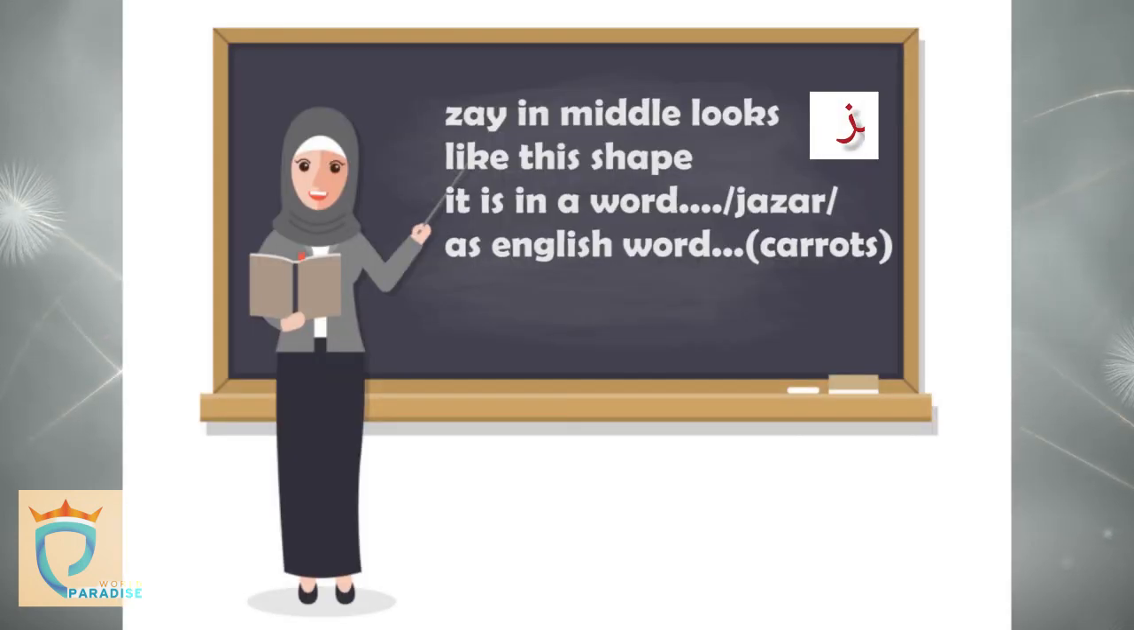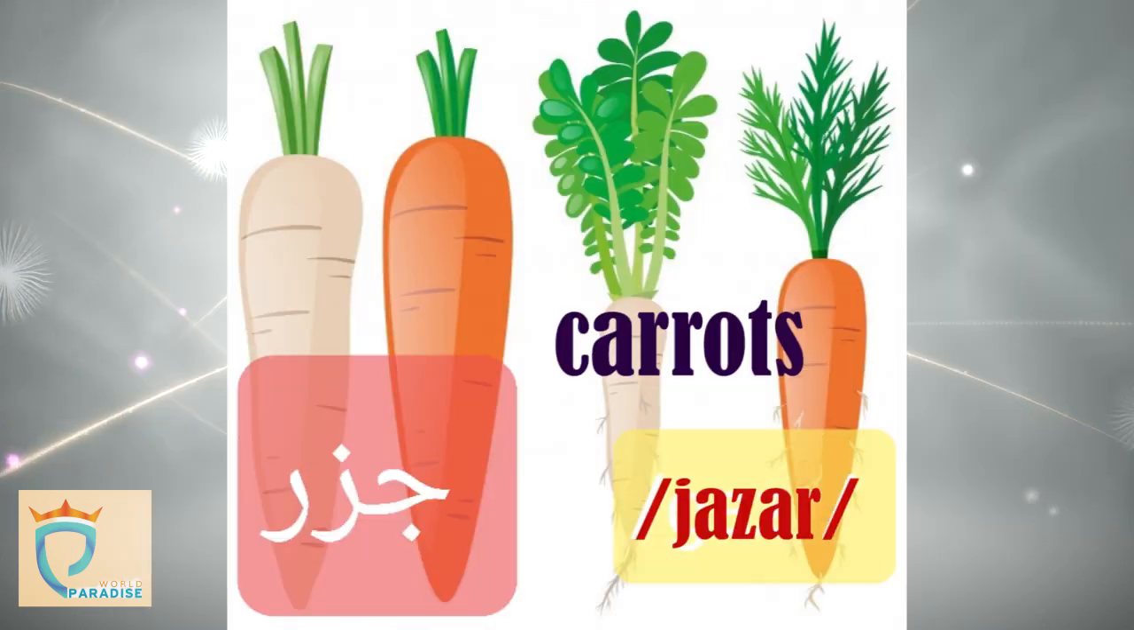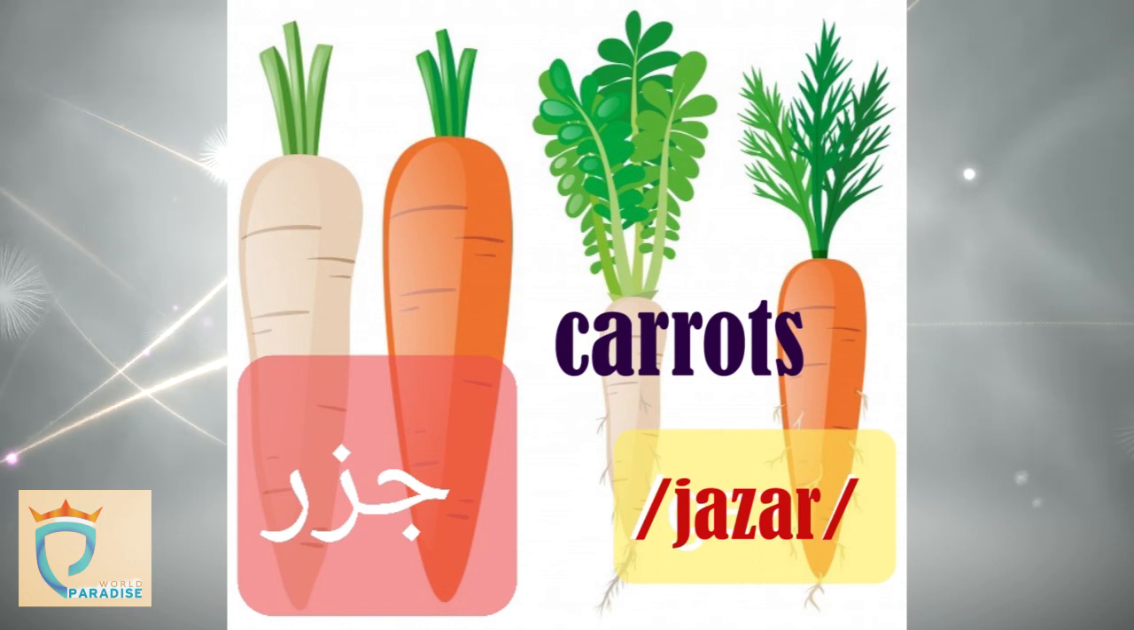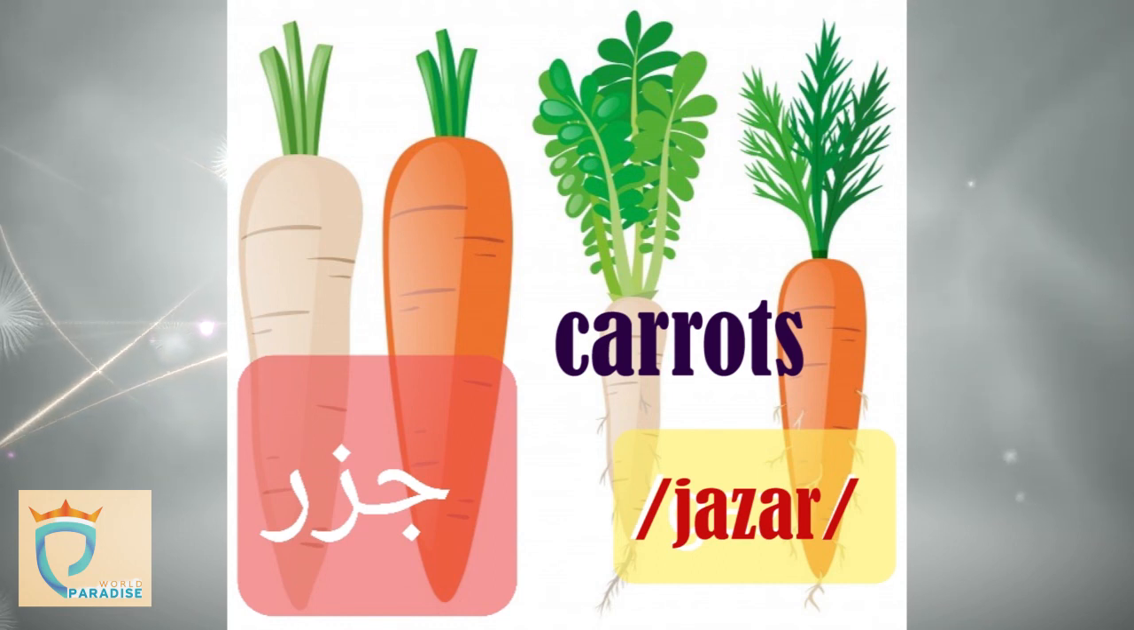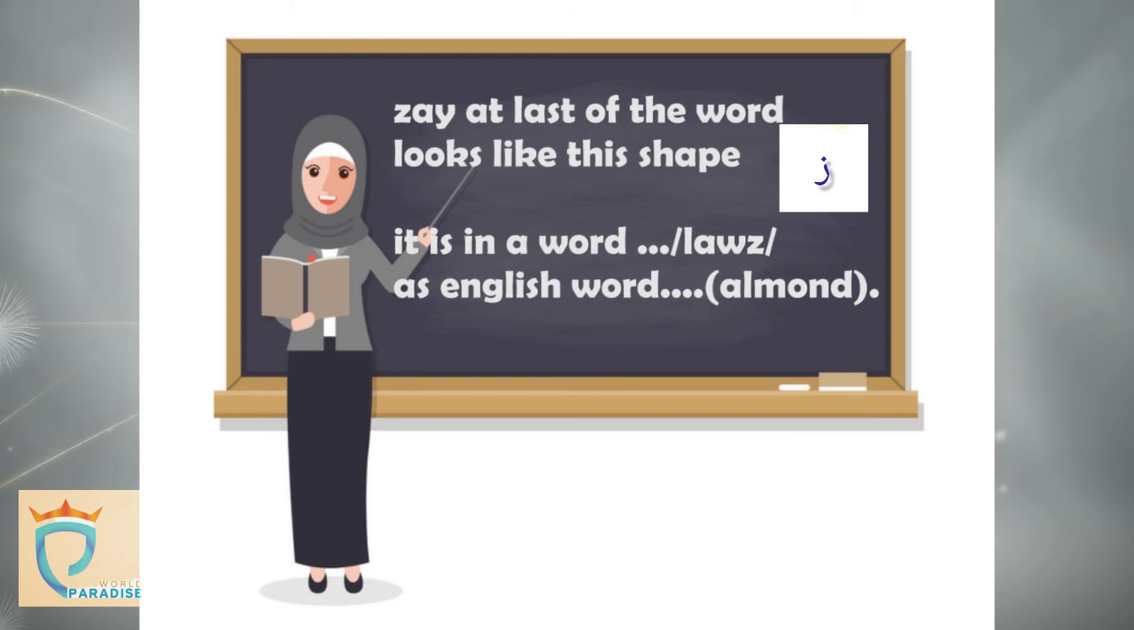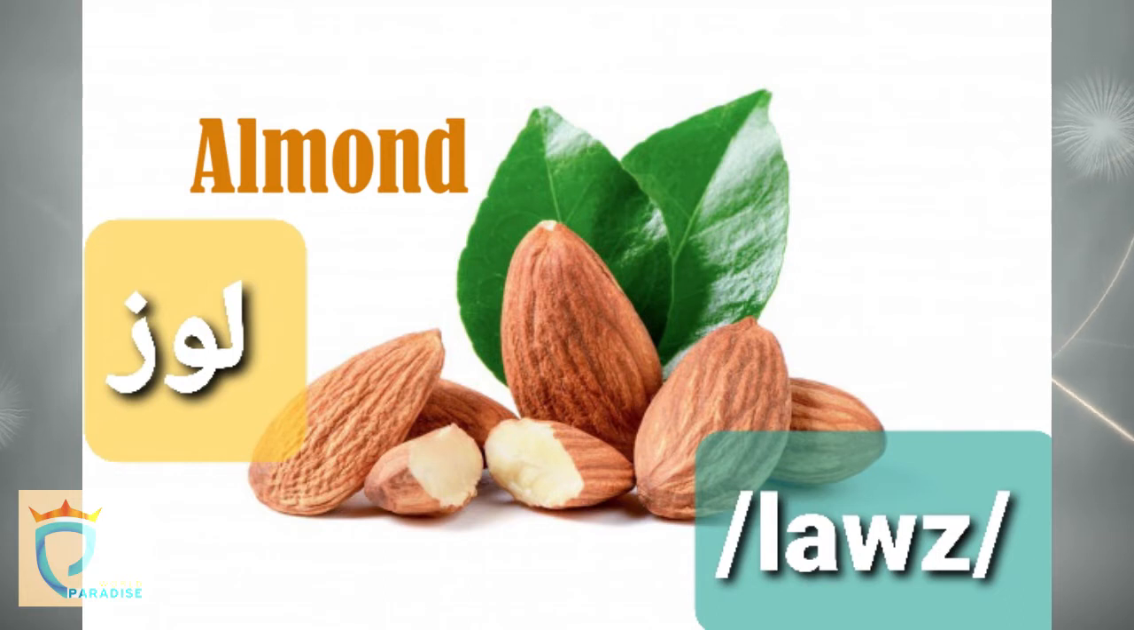Zai in the middle looks like this shape. It is in the word jazar, as the English word carrots. Zai at the end of the word looks like this shape. It is in the word لوز, as the English word almond.